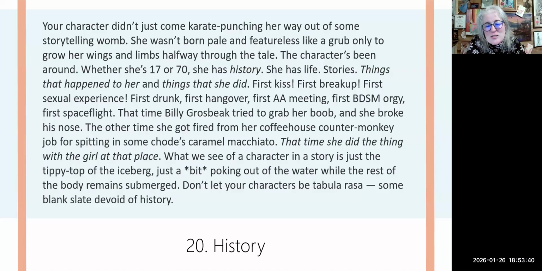What we see of a character in a story is just the tippy top of the iceberg, just a bit poking out of the water while the rest of the body remains submerged. Don't let your characters be tabula rasa, some blank slate devoid of history. Characters need to have history, and the trick to this, like I said a few minutes ago, is you build them before you start writing them.